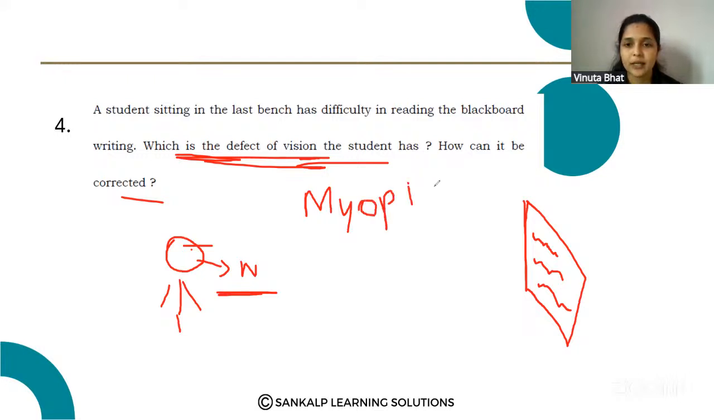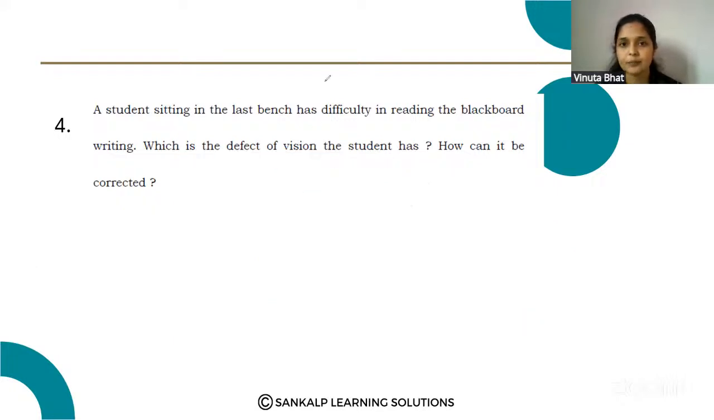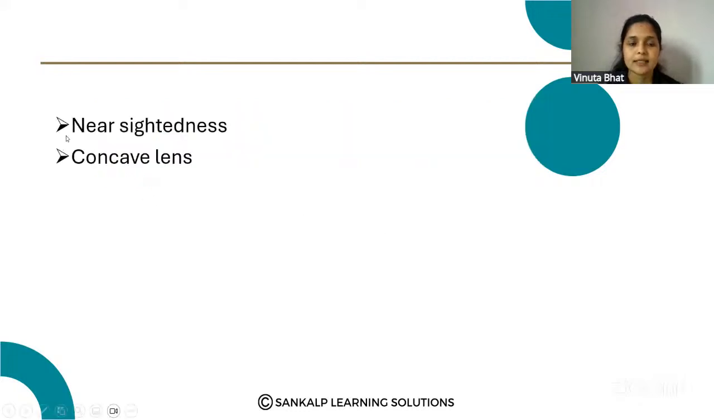So how can it be corrected? It can be corrected by using the concave lens. So the defect is nearsightedness. Then which type of lens can we use here? That is the concave lens.